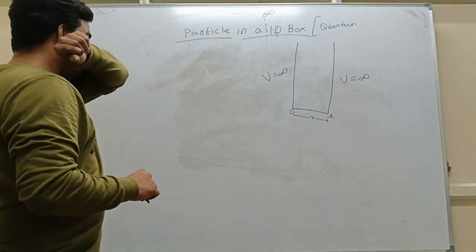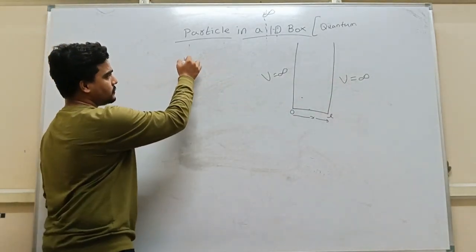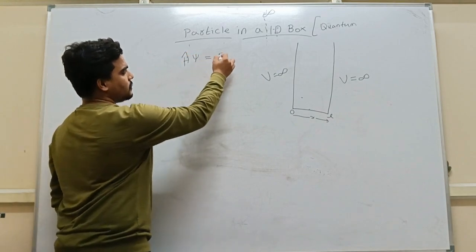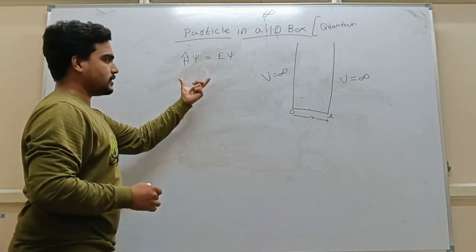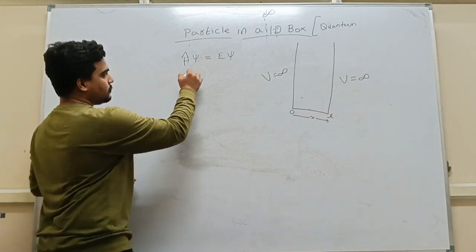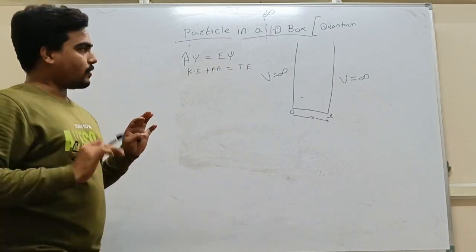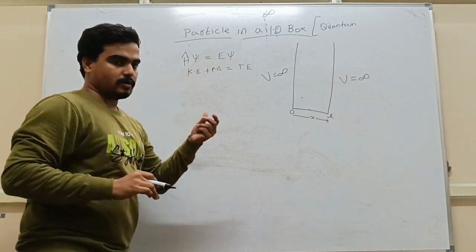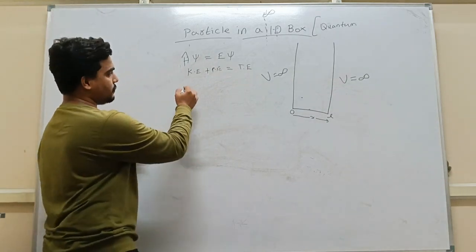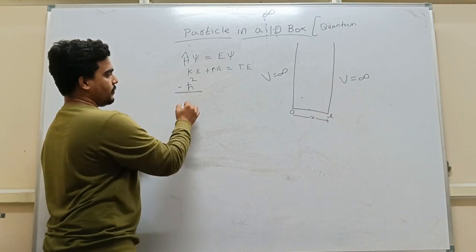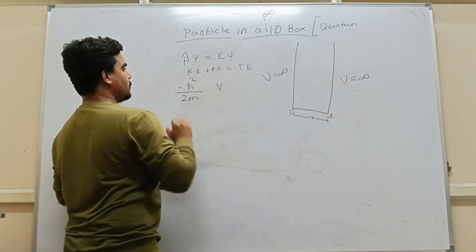Now suppose I want to calculate, for example, the energy of this particle. The first thing I will do is consider the Schrödinger equation, H psi equals E psi. Now what is energy? Since I want to calculate the total energy, total energy is nothing but kinetic energy plus potential energy. In quantum mechanics, kinetic energy is given by an operator. So what is that operator? That operator is nothing but minus h bar square upon 2m, and potential energy is given by V.